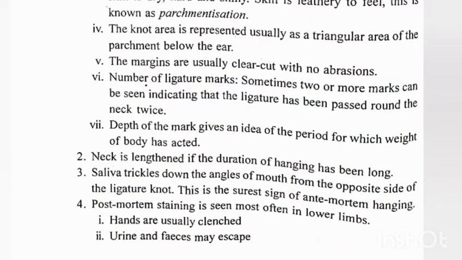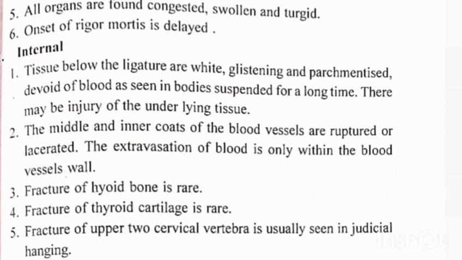Then the neck is lengthened. If the duration of hanging has been long, saliva trickles down at the angle of the mouth from the side opposite the ligature knot. What is the angle of the mouth? You should know. If you know, then you can see it in the picture. Postmortem staining is seen mostly on the lower limbs, the hands are usually clenched, and urine and feces may be expected. All organs are found congested, swollen and turgid. Onset of rigor mortis is delayed.